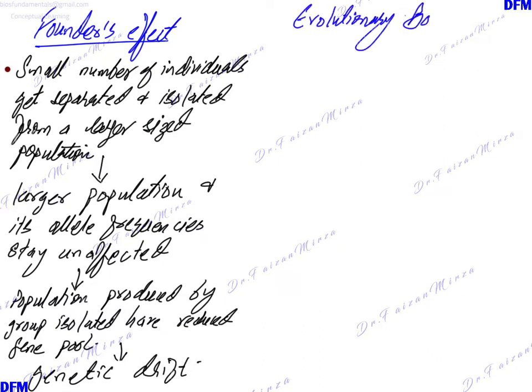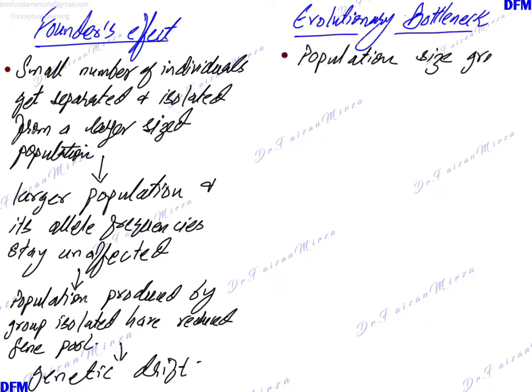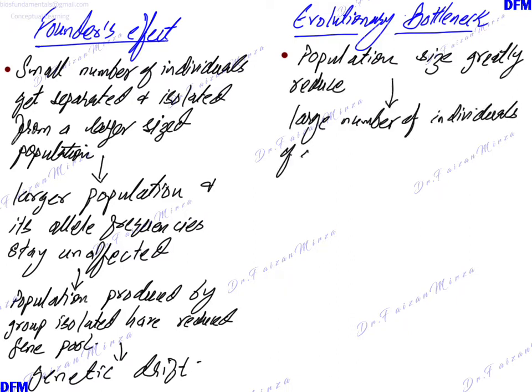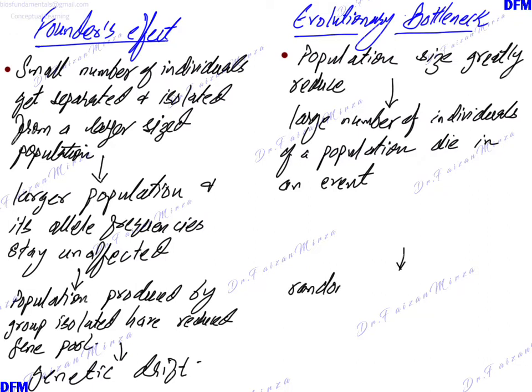Evolutionary bottleneck, on the other hand, is not isolation. There is no isolation involved in evolutionary bottleneck. There is no larger population, there is no smaller population being isolated here. In evolutionary bottleneck, population size is greatly reduced because of some natural event. A large number of individuals of a population would die in an event, for example, a natural disaster, for example, ice age, forest fire, or any natural disaster.